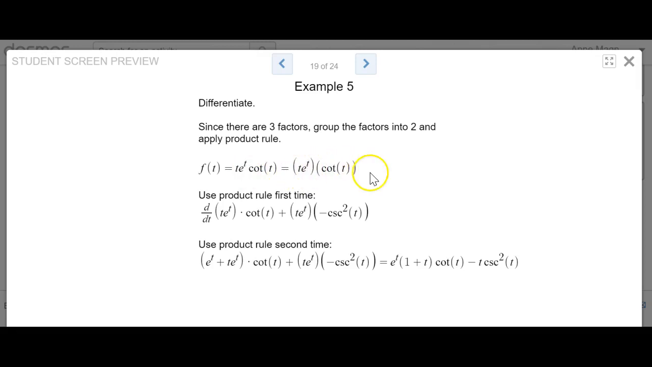So if we find the derivative of this, it's the derivative of the first factor times the second plus the first factor times the derivative of the second. And now we'll use the product rule again on this derivative. So it's the derivative of the first times the second plus the first factor times the derivative of the second. And then multiplying that through, I get e to the t times 1 plus t cotangent t minus t cosecant squared t. So we just factored out that e to the t.